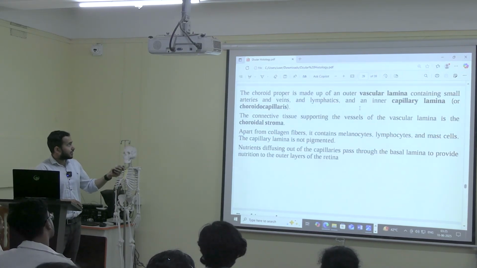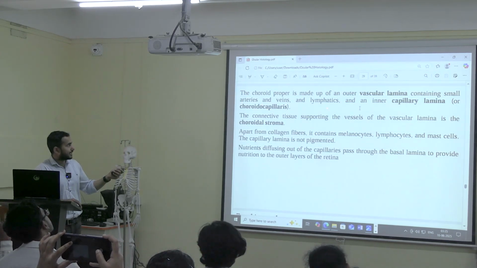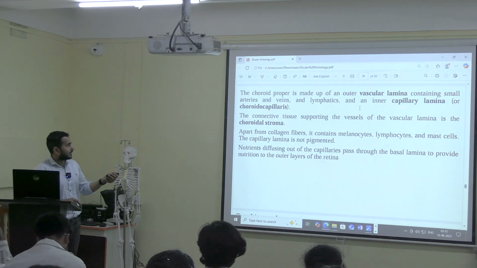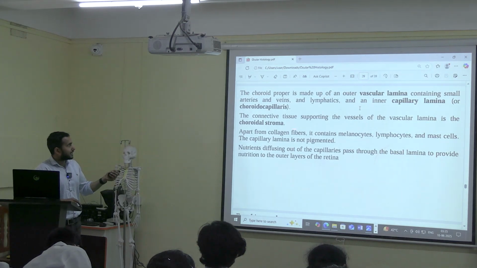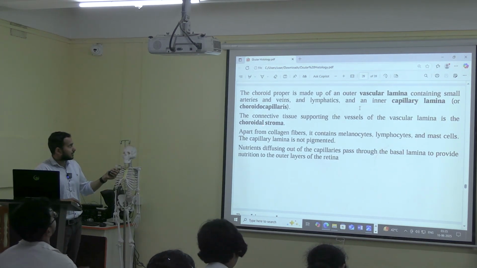Okay, so in choroid proper, vascular lamina is there, where blood vessels, veins, lymphatics are present. And the capillary lamina, these are also called choriocapillaries. Now connective tissues are also there, which are supporting the choroidal stroma.